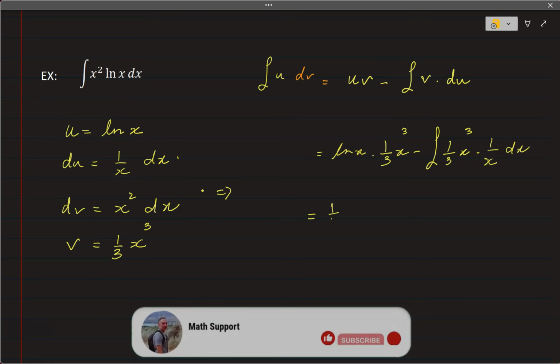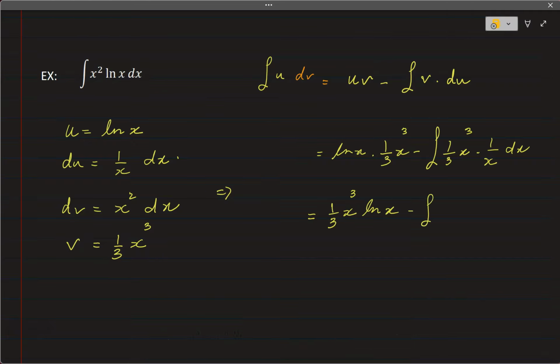We bring 1/3 to the front: 1/3 x cubed ln of x minus, and we simplify this right here so that it becomes x squared. I'm going to take the 1/3 out, and then we have x squared dx. Now we do the integration: 1/3 x cubed ln of x minus 1/3 times 1/3 again x to the third, plus c.